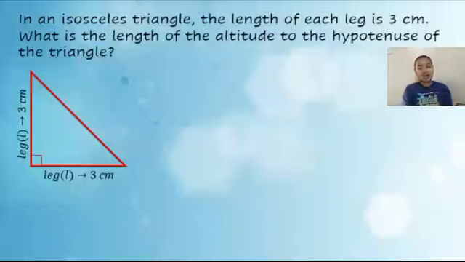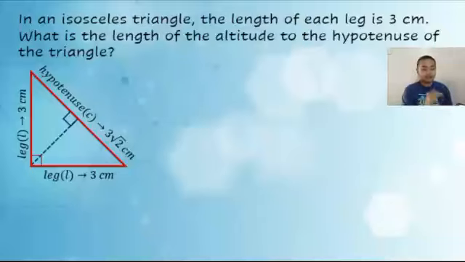Length of the altitude to the hypotenuse, that one, the blue broken line here. Okay? So since we are dealing with a right triangle, it's better to identify the hypotenuse. So the hypotenuse for this one using the Pythagorean theorem will be 3 square root of 2 centimeters. So this blue broken line, let us name it as h. Now, how are we going to identify the value of h here?